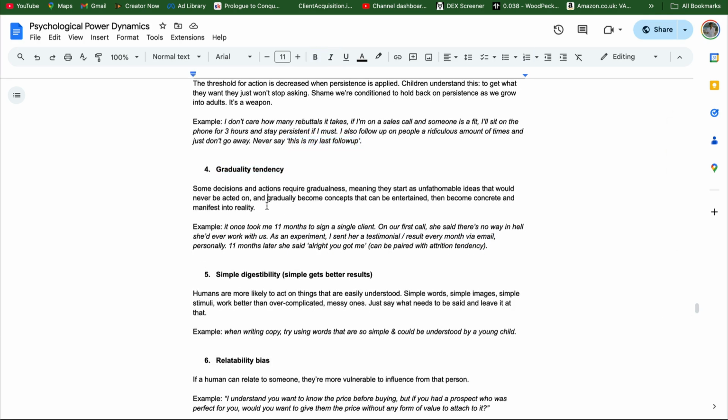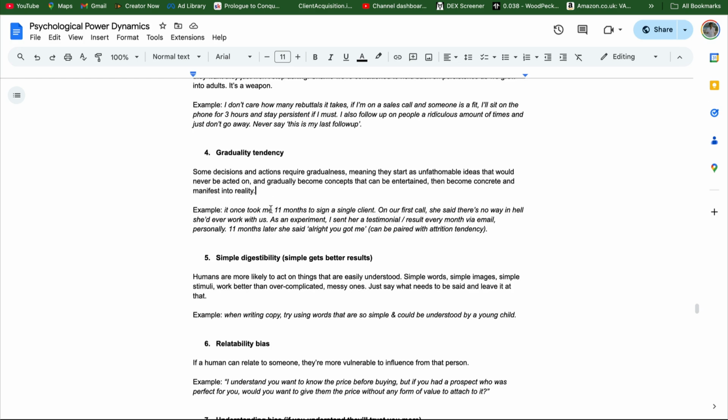4, graduality tendency. Some decisions and actions require gradualness, meaning they start as unfathomable ideas that would never be acted on and gradually become concepts that can be entertained, then become concrete and manifest into reality.